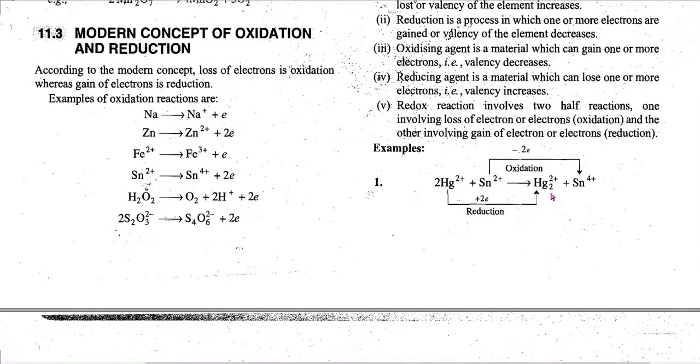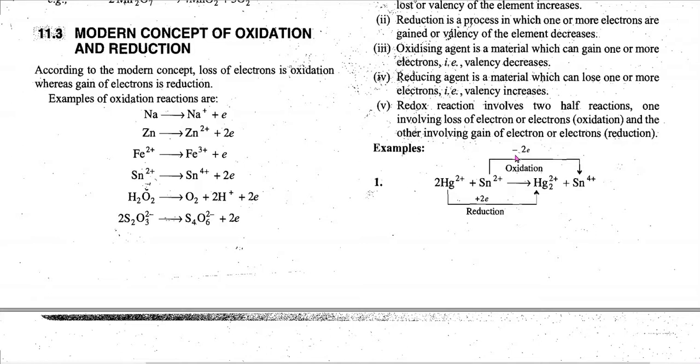In this reaction you can see mercury has +2 charge, and here 2 mercury has +2 charge. So 1 mercury has how much charge? Here 1 mercury has +1. So from +2 to +1 means decrease in valency. So decrease in valency is reduction. But here you can see Sn2+ getting converted into +4. So positive charge increases, or we can say valency is increasing. Valency increasing by 2 electrons is called oxidation. Here loss of 2 electrons is taking place in this reaction.